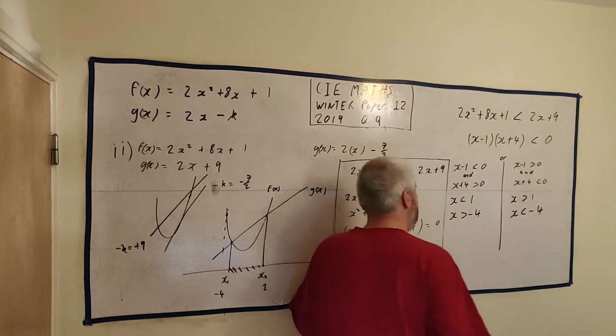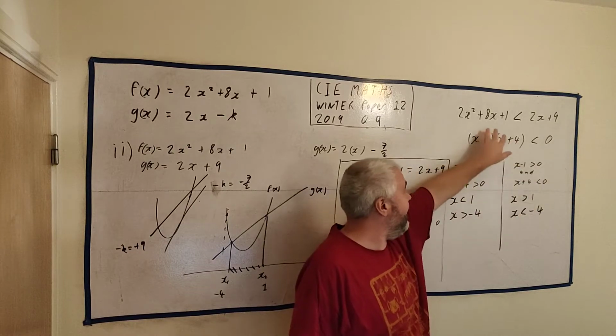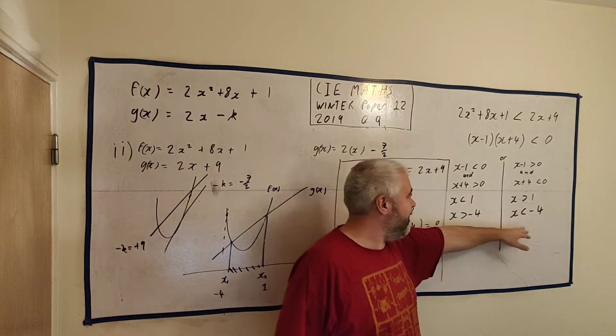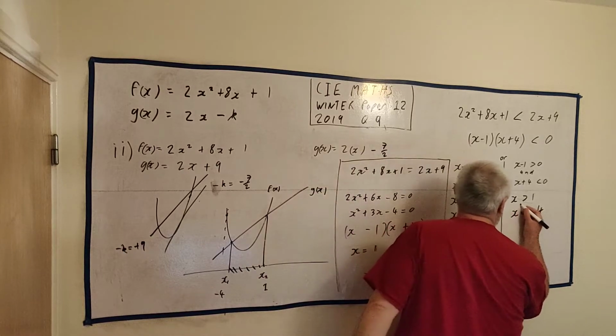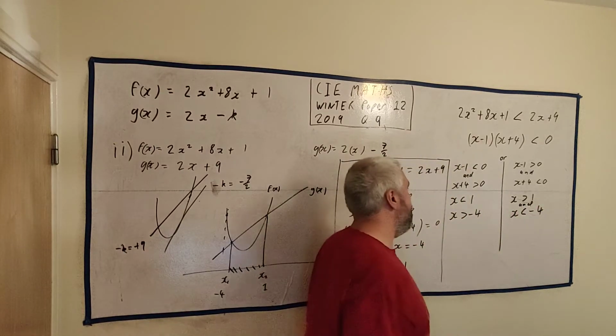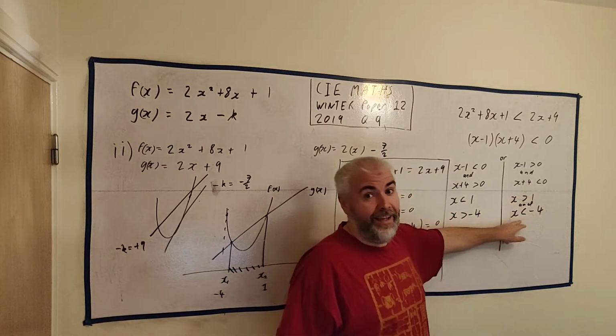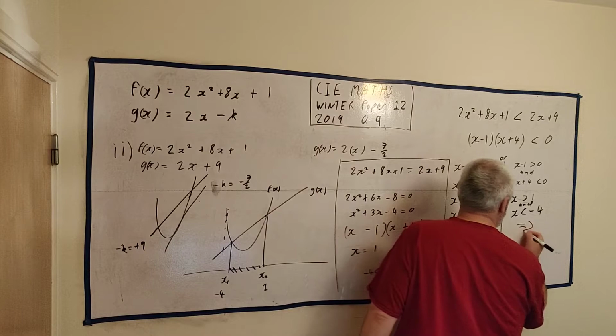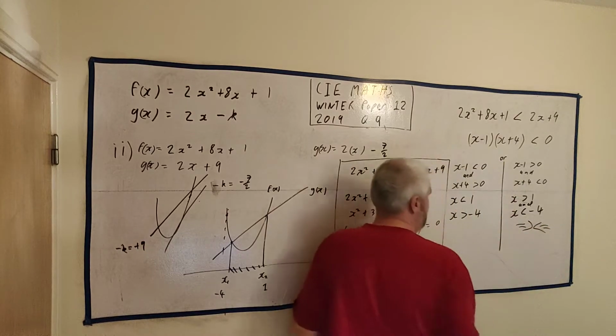Now what's wrong with that? Lots of students leave this as answers when they get questions like this. Do not. Have a look at it closely. This is impossible because there was an and here. You could never be bigger than 1 and less than minus 4. It's impossible. This is a contradiction. We write a contradiction like that.